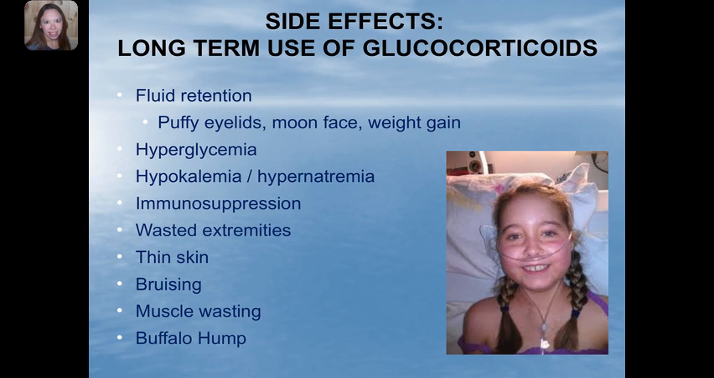So long-term use side effects of glucocorticoids include adrenal effects, where we see cortisol suppression, and now the body can experience a mimicking of what's called Cushing's syndrome. So our patients' long-term steroid use can lead to fluid retention, hyperglycemia, hypokalemia, immunosuppression, wasted extremities, thin skin, bruising, muscle wasting, and then a buffalo hump.